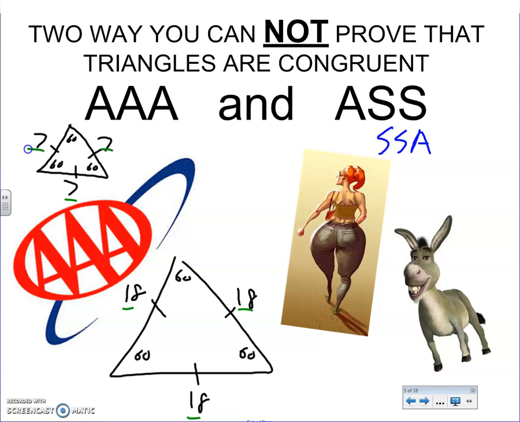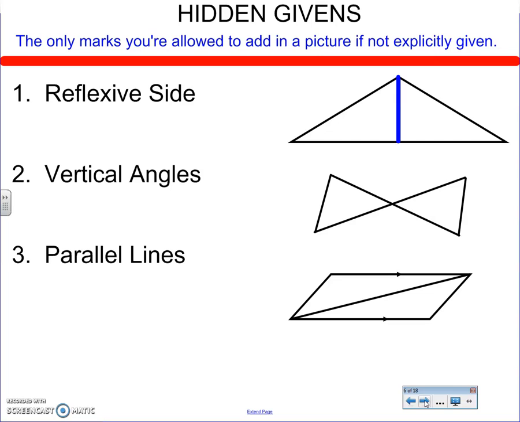All right, so triple angle is not a sufficient condition to prove that 2 triangles are exactly the same. All right, we have something called hidden givens, and these are very, very important. These are the only marks you're allowed to add in a picture if not explicitly given. So the first one's called the reflexive side. Reflexive side means the same side.